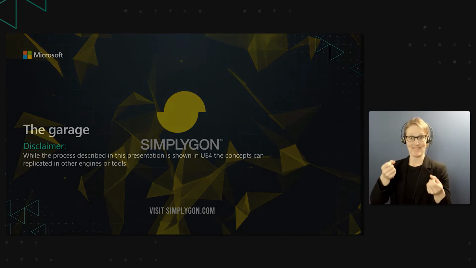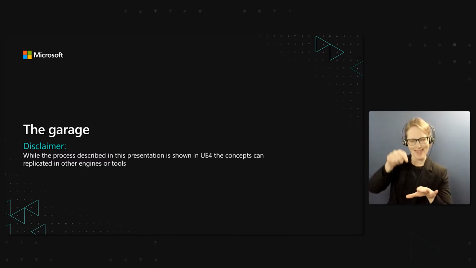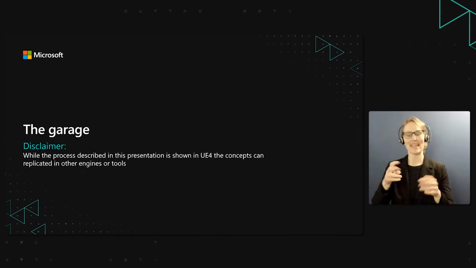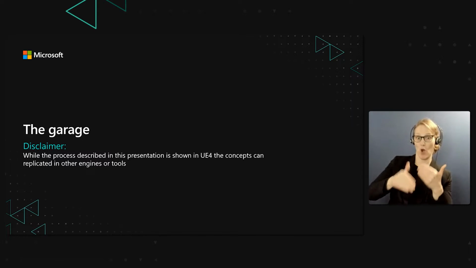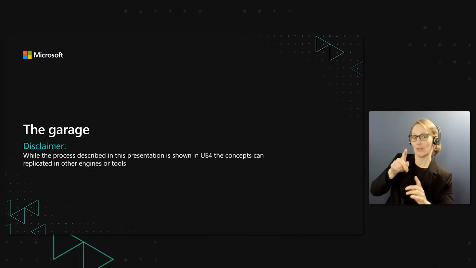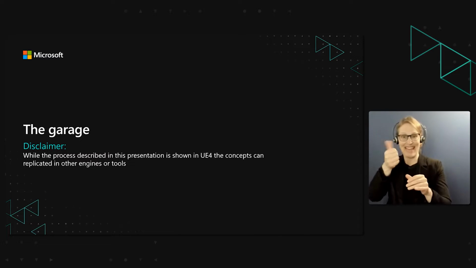So that was the race. And those vehicles that were displayed in that video, we're now gonna take a closer look at how we did that. And that is gonna be done in the garage. Well, first, a little bit of a disclaimer. While the process described in this presentation is exclusively done in Unreal Engine, it can be done in any engine or tool using the Simplygon SDK. Basically, all the features we're showing here are available in Max, Maya, or just through the API if you like.